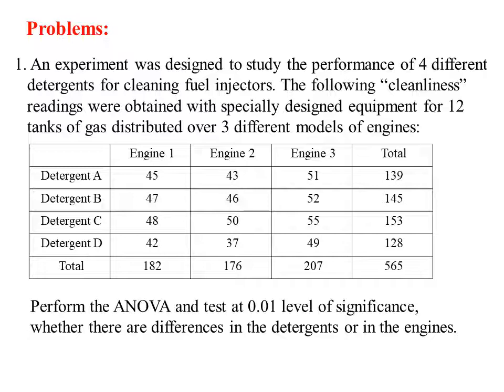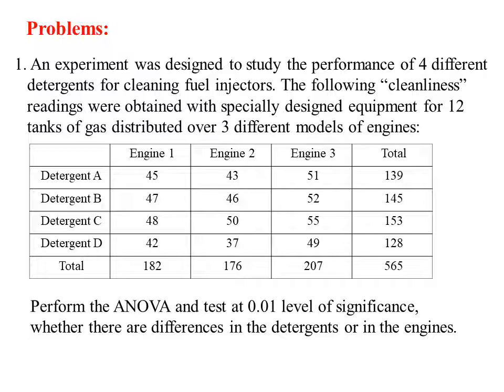The following cleanliness readings were obtained with a specially designed equipment for 12 tanks of gas distributed over three different models of engines. So here three engines are given and four detergents are there. Engine means, like a washing machine. Okay, so I'm going to calculate the cleanliness. After reading out the values, I will explain.